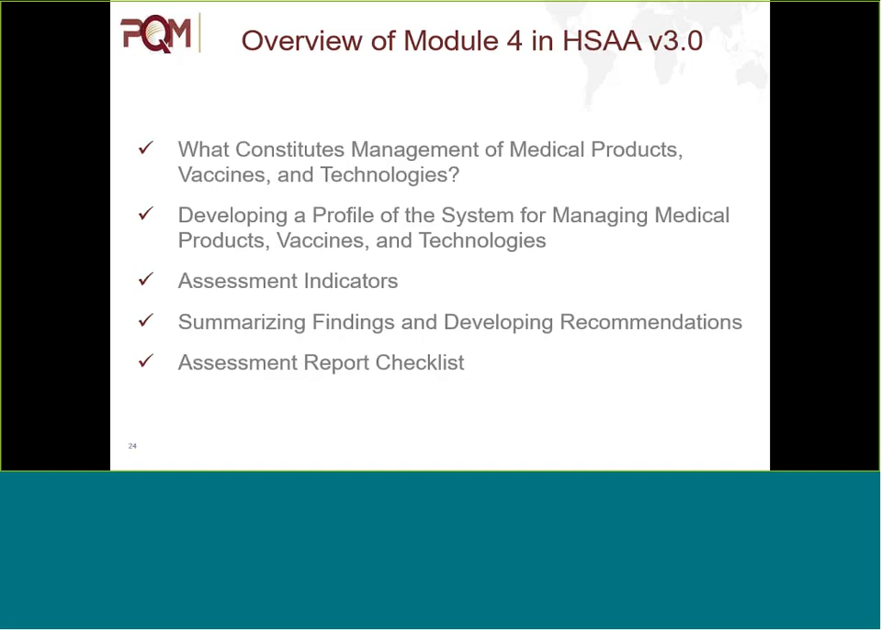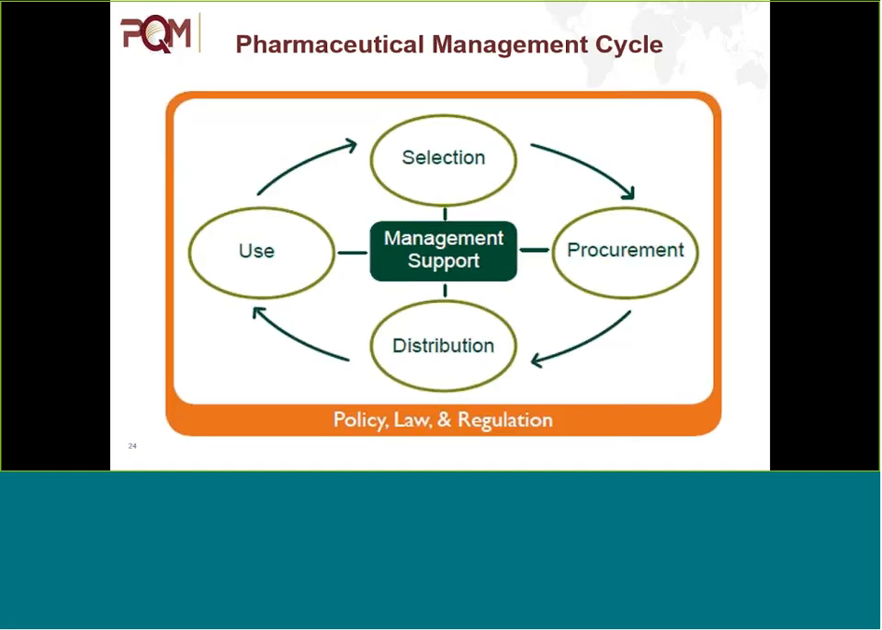We then talk about assessment indicators, and particularly highlight some changes and what is new in the HSAA version 3. Again, maybe a few comments about the findings, what you do with findings, and how you develop recommendations, and then, of course, assessment reports. But to the next slide, just starting off to say that pharmaceutical management is much more than supply of medicines.